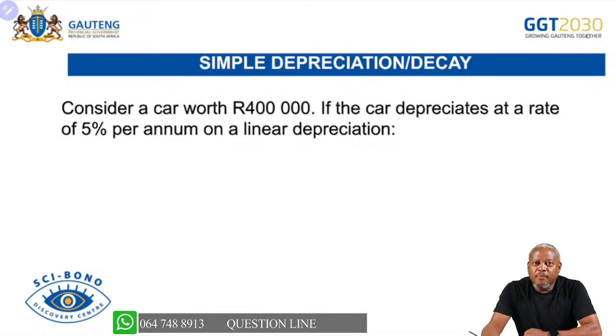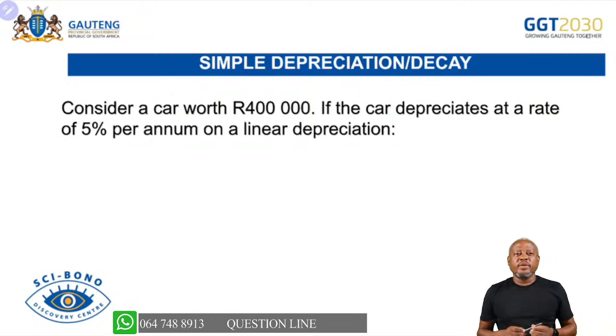Now, ladies and gents, I'm going to give you only 1 minute. You just identify and formulate your data. What is your P? What is your I? And the number of terms. I'm going to give you 1 minute to go through this statement. Consider a car worth how much? 400,000 if the car depreciates at the rate of 5% per annum on a linear depreciation. So just formulate your data. Don't solve it. Just formulate your data. What is your P? What is your D? I'm just going to give you 1 minute to go through that one. Please just do it.